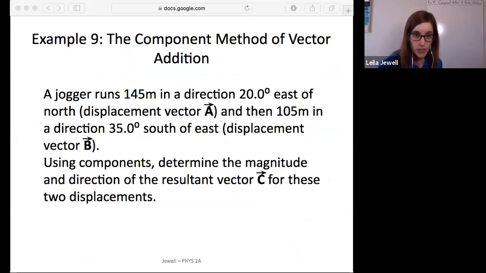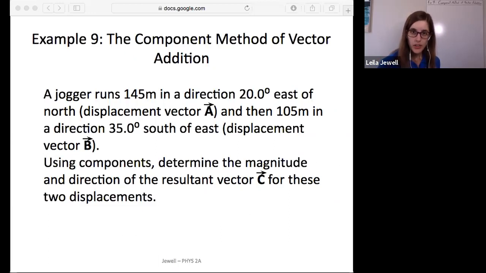So this example says a jogger runs 145 meters in a direction 20 degrees east of north, displacement vector A, and then 105 meters in a direction 35 degrees south of east, displacement vector B. Using components, determine the magnitude and direction of the resultant vector C for these two displacements.